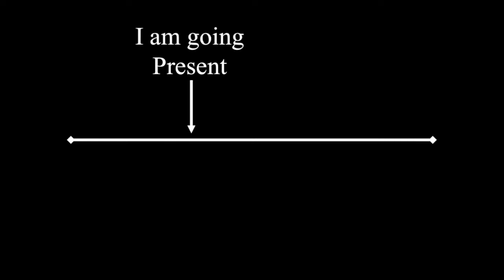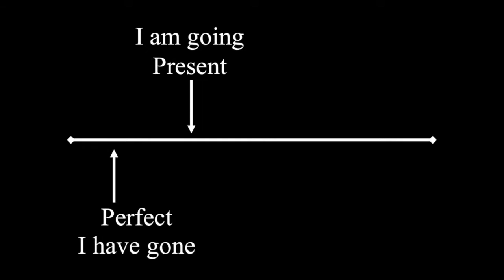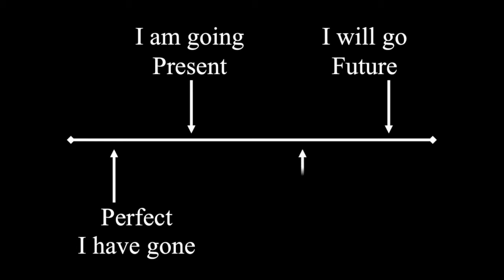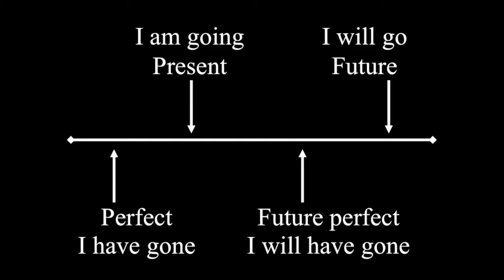So let's put these on a timeline. The present tells us what is happening now, such as, I am going. The perfect tells us what has happened in the past, such as, I have gone. The future tells us what will happen later, such as, I will go. And in between the present and the future is the future perfect, which in English would be, I will have gone. Remember that in grammar, the word perfect means complete. This tense is called future perfect because it describes an action that isn't complete yet, but it will be complete by the time we get to a certain point in the future.